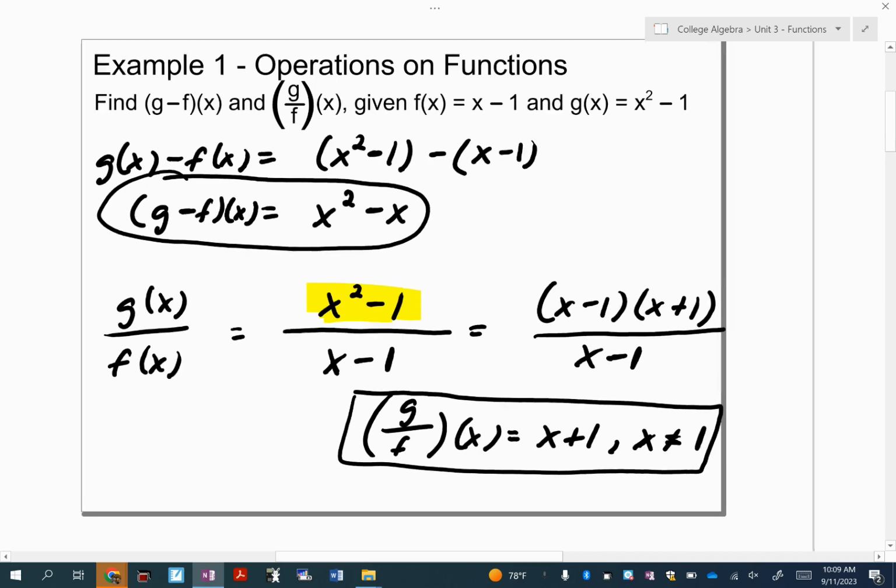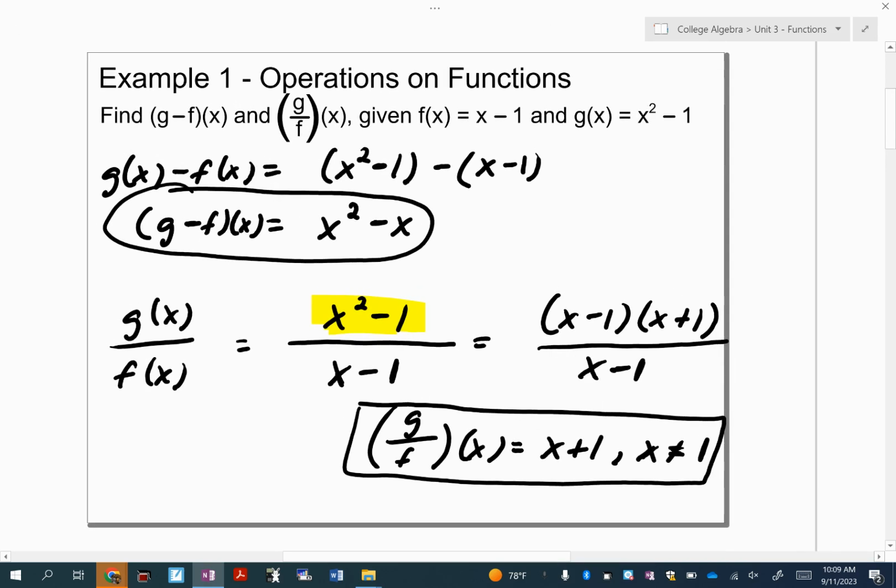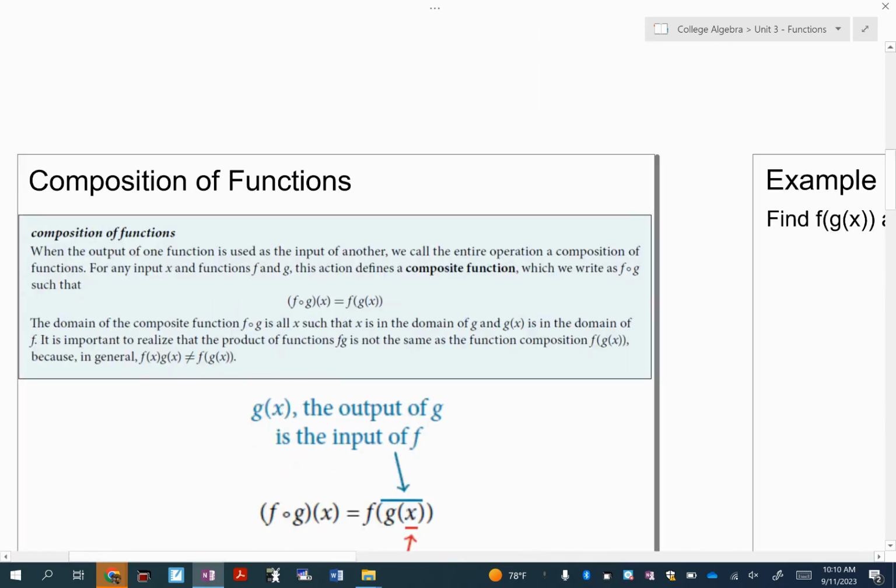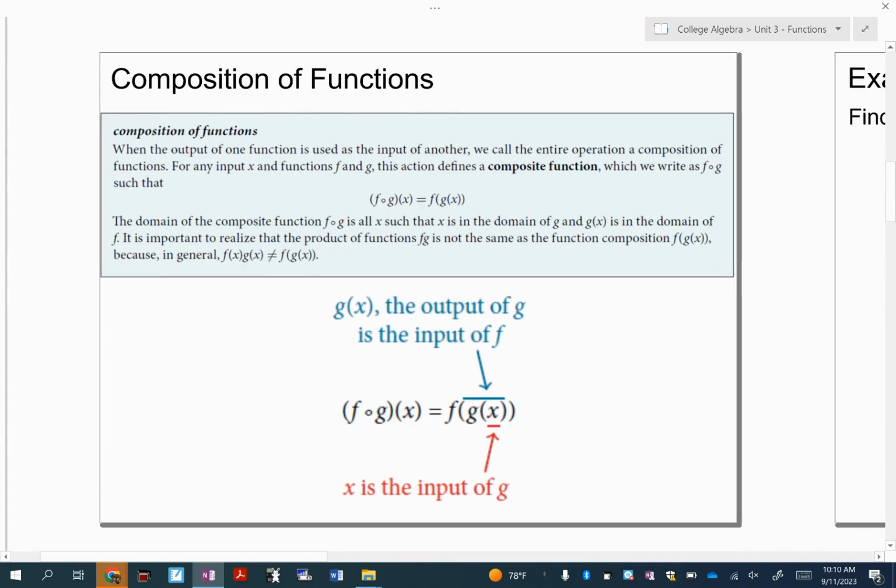All right. Now, this lesson really is a focus on composition, but I want to show you this first example to refresh your memory that you've done this before in algebra and algebra 2. You did adding, subtracting, multiplying, and dividing of different functions. And now we're going to get into the more challenging component, which is composition.